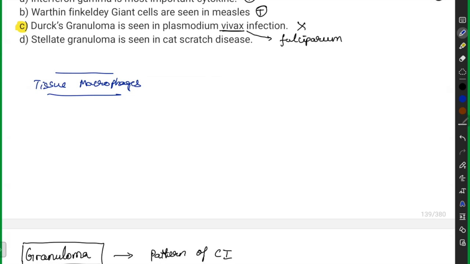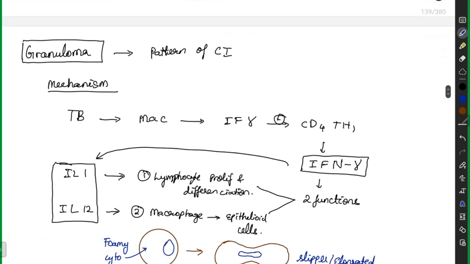Remember, all your chronic inflammation is characterized by formation of granuloma. What is a granuloma? A granuloma is an aggregation of activated macrophages surrounded by mononuclear cells, principally lymphocytes, and the macrophages get activated to form epithelioid cells, or epithelium-like cells. Some of the cells may fuse together to form a bigger cell, and that bigger cell is what we call a giant cell.